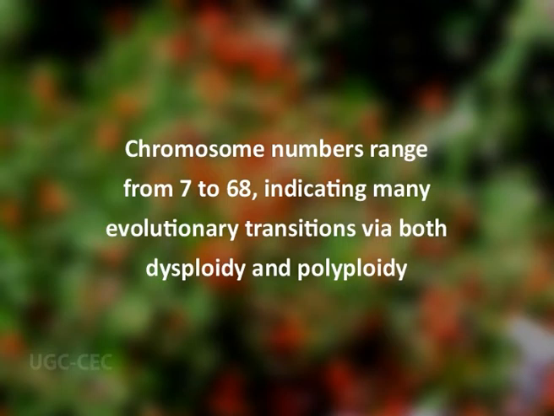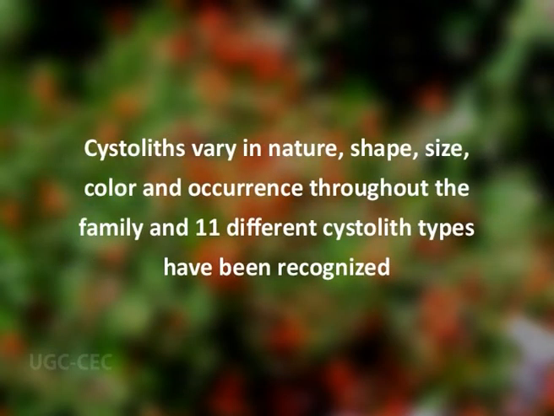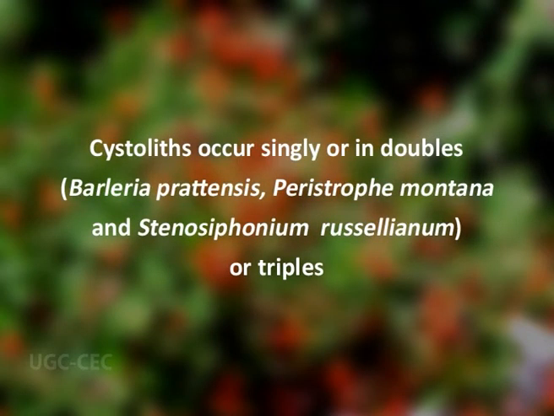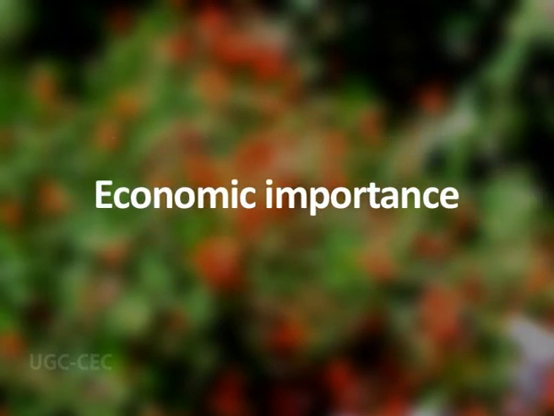both dysploidy and polyploidy. Cystoliths vary in nature, shape, size, color and occurrence throughout the family, and 11 different cystolith types have been recognized. Cystoliths occur singly or in doubles as in Barleria prattensis, Peristrophe montana and Stenosiphonium russellianum, or in triples.